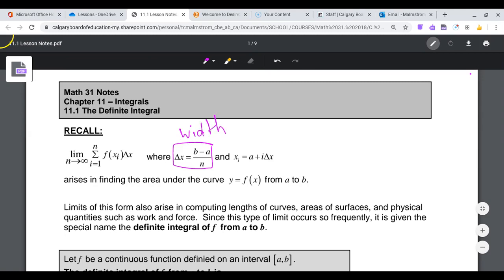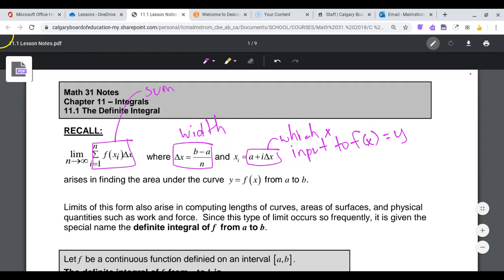xi equals a plus lets us know which x is being inputted to the function to give me my unique y's. And what we're doing here is summing up the areas of all the rectangles that we have put underneath our curve.